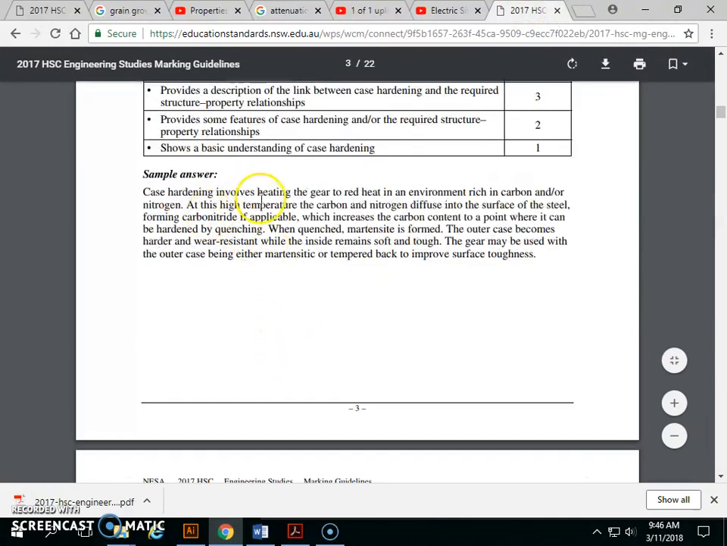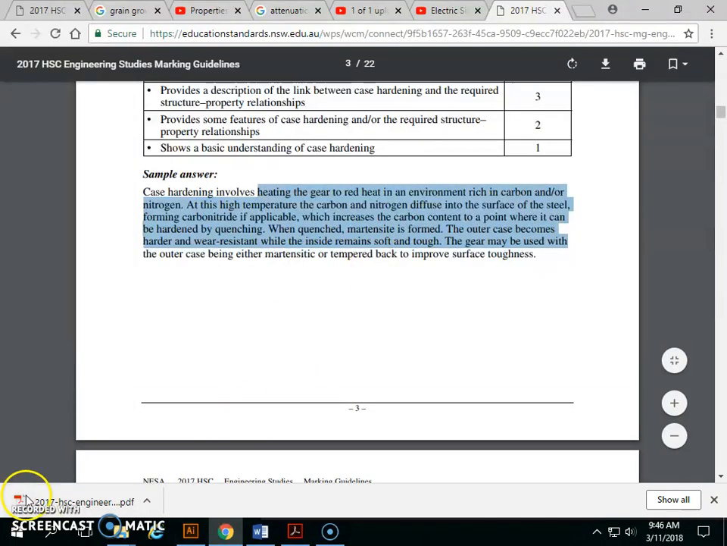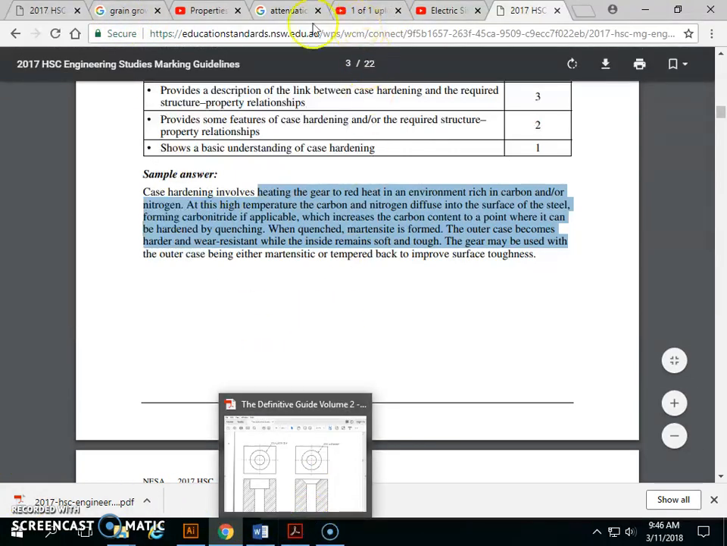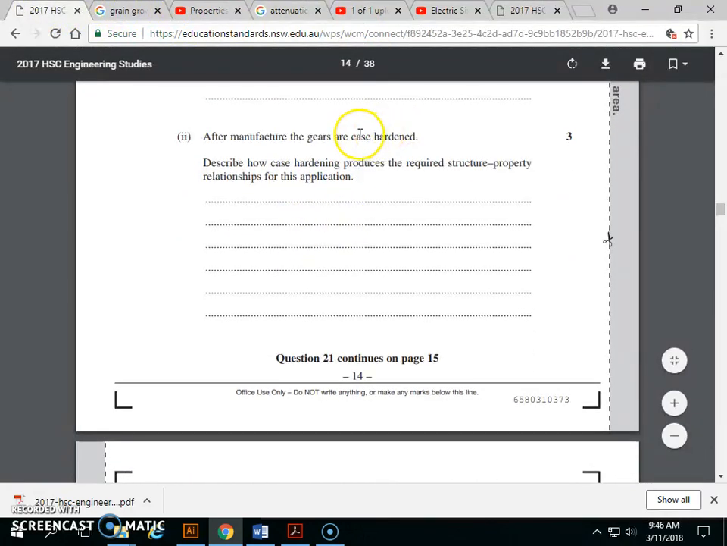So what it says here: carbon-rich environment or nitrogen, high temperature. Yep, that's true. When quenched, martensite is formed. This becomes harder and wear resistant. The gear can be used with other... Okay, so it improves. What's interesting is that they talk about the carbon-rich atmosphere, so to say specifically case hardening, yeah, okay.